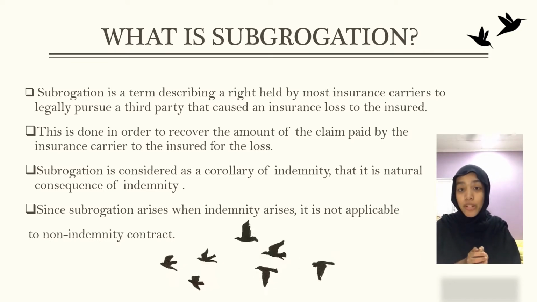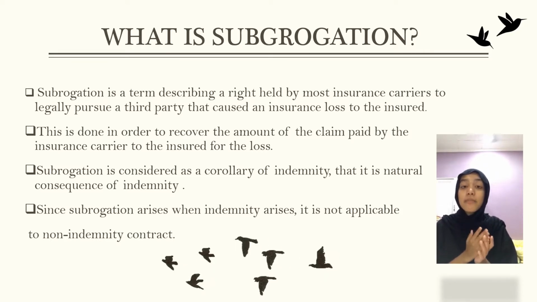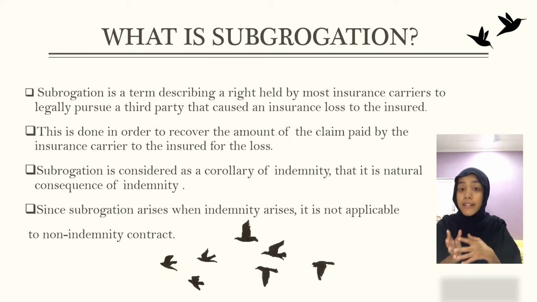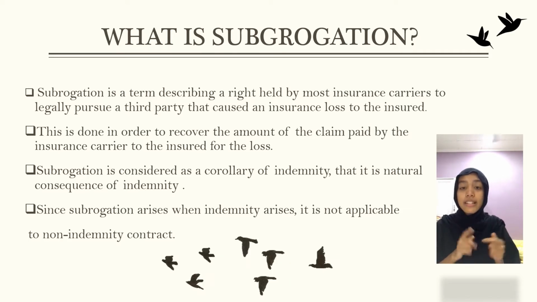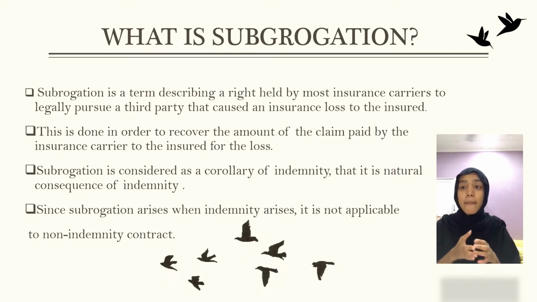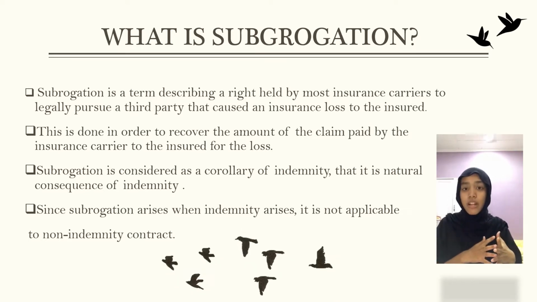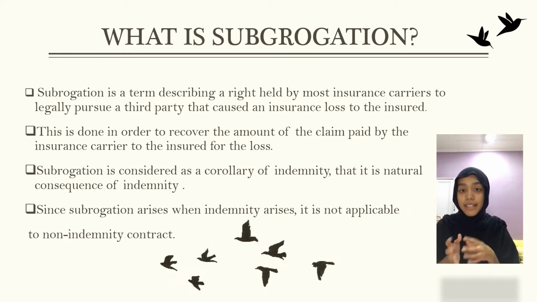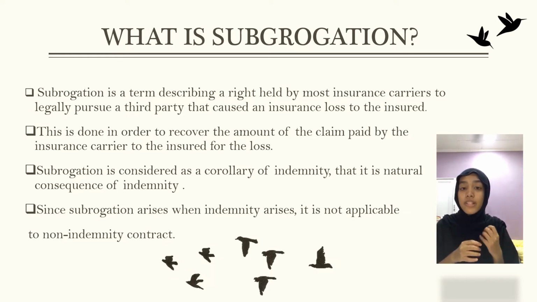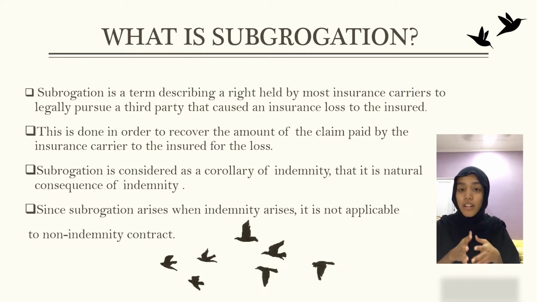What is subrogation? Subrogation is a term describing a right held by most insurance carriers to legally pursue the third party that caused an insurance loss for the insured. This is done in order to recover the amount of the claim paid by the insurance carrier to the insured for the loss. Subrogation is considered a corollary of indemnity, that is, a natural consequence of indemnity. Subrogation arises when indemnity arises. It is not applicable to a non-indemnity contract.